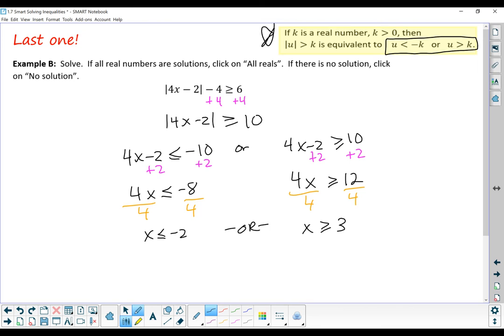So our solution, I can't remember if this has you graph it. It either asks you to graph it or asks for it in interval notation. If ALEKS asks you to graph it, your graph would look like x less than negative 2 or x greater than 3. So your graph would have two parts. Or if it asks for it in interval notation, it would be from negative infinity to negative 2 with a bracket, union 3 to infinity.